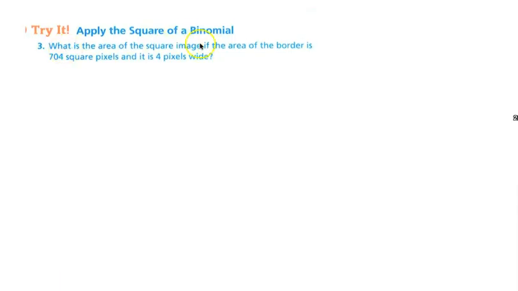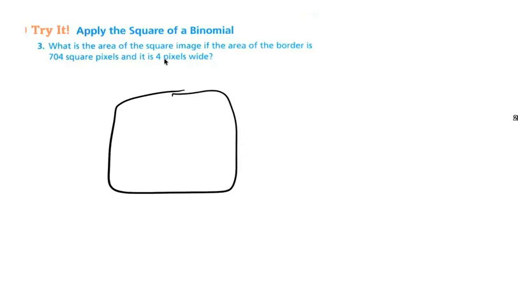What is the area of a square image if the area of the border is 704 square pixels and it's 4 pixels wide? So let's do that in black. So here's my square image. We're going to have a border that's 4 pixels wide. So this is going to be 4. That's my border. Now it is a square, so whatever this is, I don't know what this is. Let's say that's x. I can make this x also.